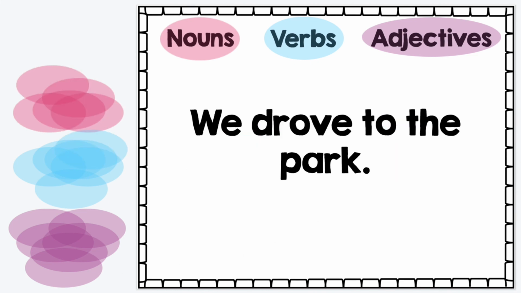Now we've got, we drove to the park. So, drove is what someone is doing. That's the we in this sentence. They're driving. They drove to the park. What is park in this sentence? That would be a noun. That's a place.